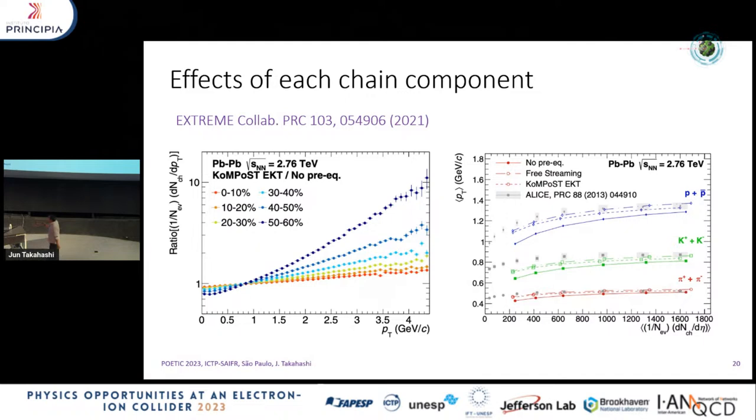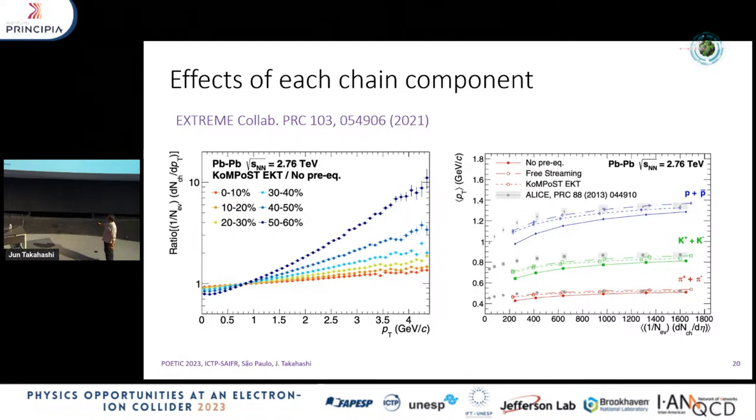The first thing we always look at is the pT distribution, the momentum distribution of the particles. This is already a result. Details of these results can be found in these publications of the EXTREME collaboration here. I was mentioning how important the pre-equilibrium is to the final observable. This is a ratio between the spectra with pre-equilibrium and without pre-equilibrium, divided by no pre-equilibrium. And you can see that there is a difference, right?